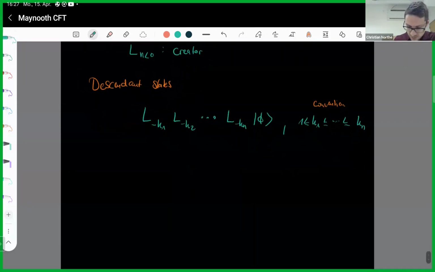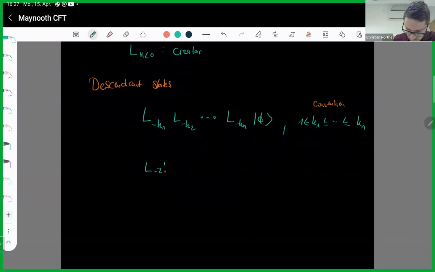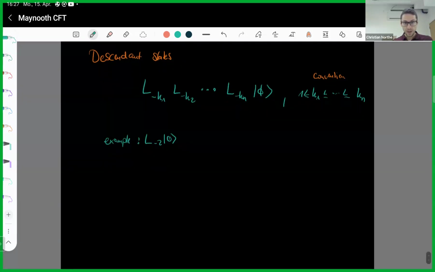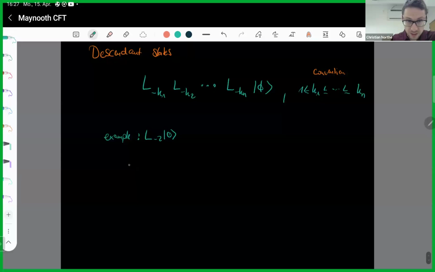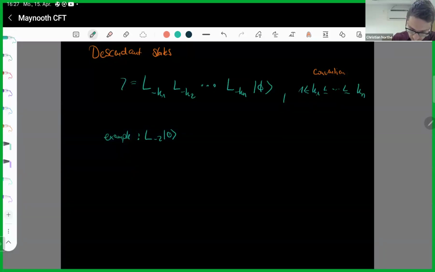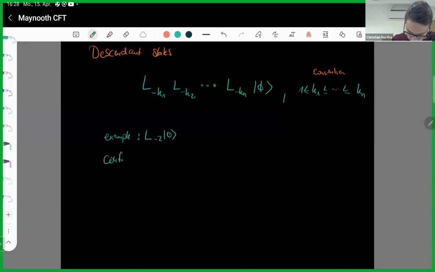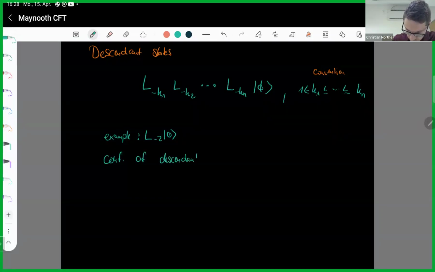We see that, for instance, L minus 2 acting on the vacuum 0 is a descendant. This is an example that we have encountered already. L minus 2 is a descendant. And now we can also evaluate the conformal weight. So the conformal weight of a descendant is read out by L0.